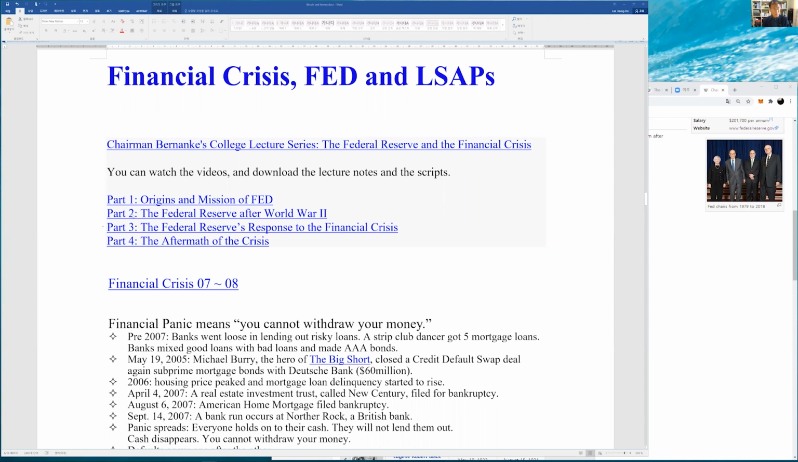So it has four parts. The first part is the origins and the mission of the Fed, the Federal Reserve, after World War II. Part two is... Part three is the Federal Reserve's response to the financial crisis, and the aftermath of the crisis is in part four. So I want you to pay attention to part three at least.